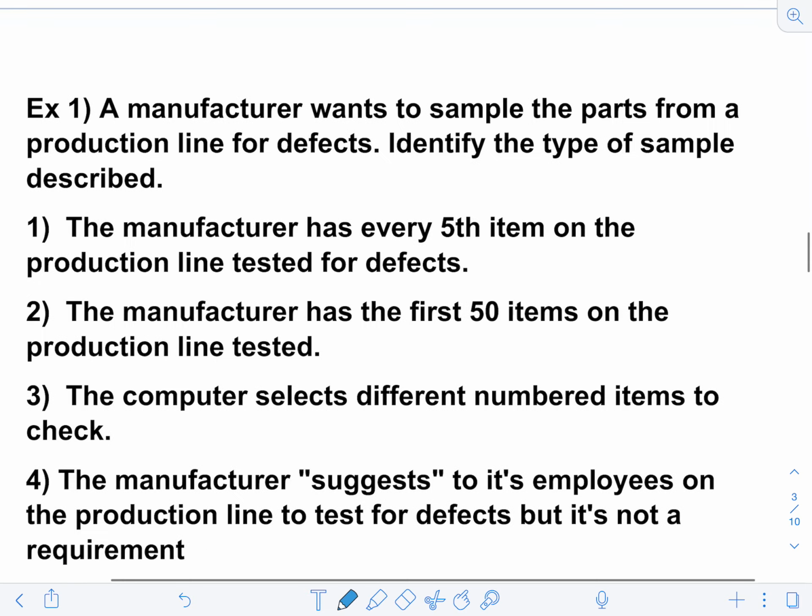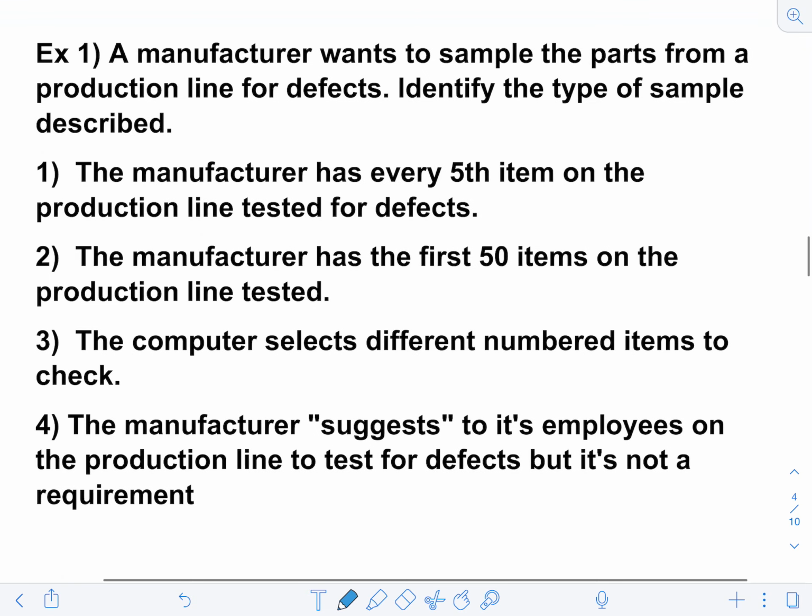So for our first example, we're going through 4 things. A manufacturer wants to sample the parts from a production line for defects. Identify the type of sample described. So we're looking at 4 different ones. We're going to classify each one. For the first one, the manufacturer has every 5th item on the production line tested for defects.